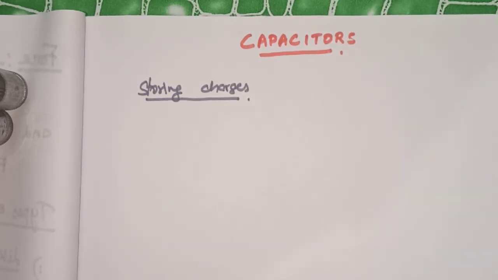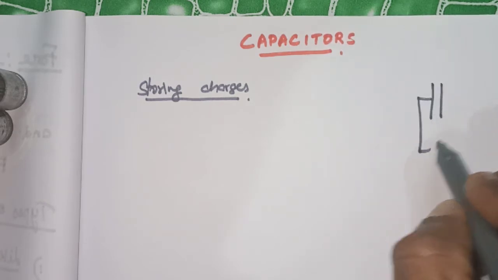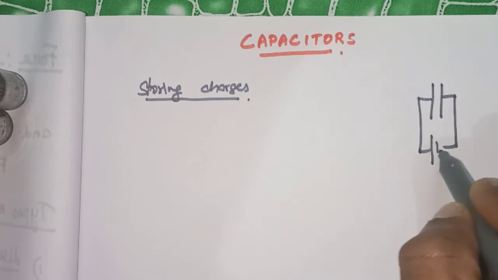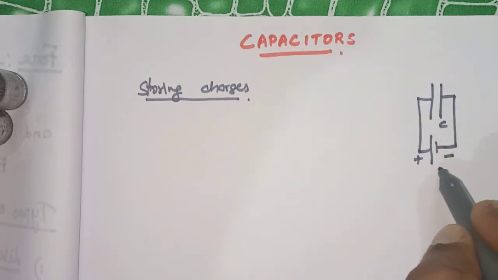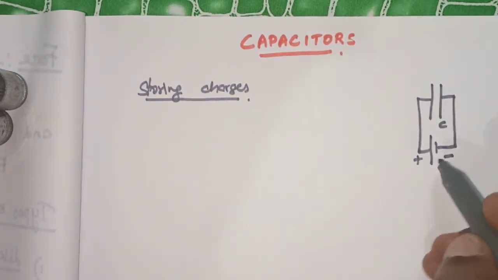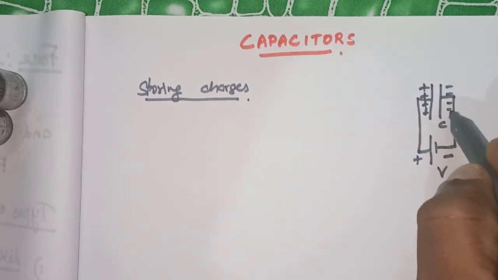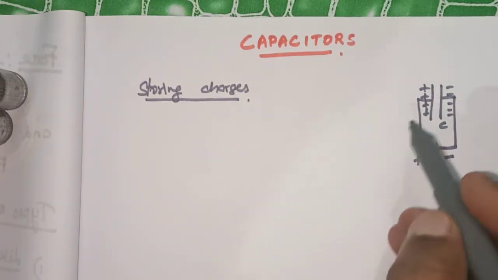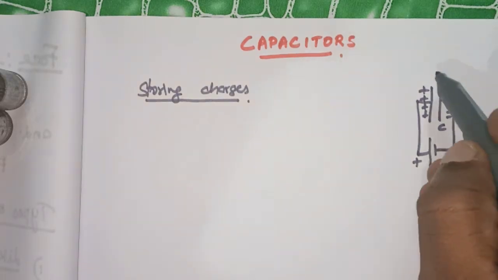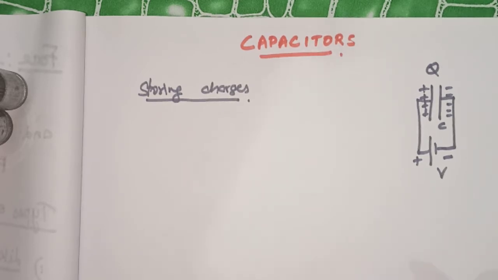Okay, consider this is one capacitor connected with one voltage. See, this is the capacitor, this is the voltage. When we connect the positive terminal here, positive charge is created, and here negative charge is created. If the charge stored in a capacitor is Q, which is directly proportional to the voltage V.